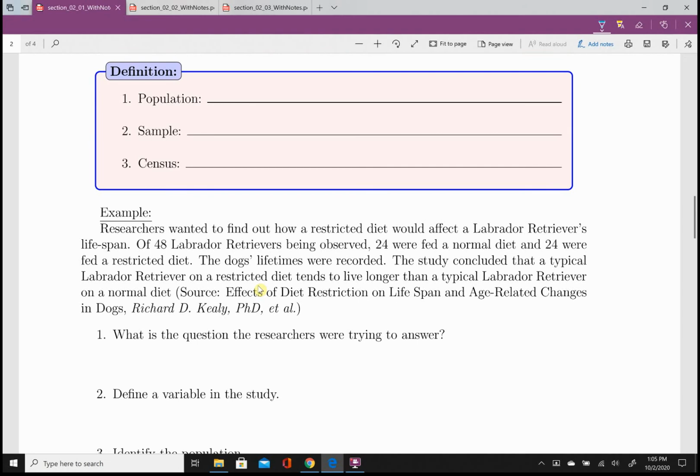So the next term that we want to define is going to be population. Okay, so that will be defined right about here. This is the entire group of individuals about which we want to learn. Entire group of individuals in question. I'm going to just modify my definition so slightly so it just fits on the one line there.